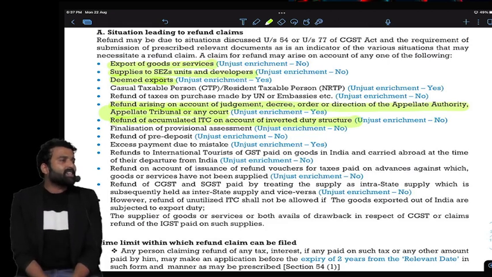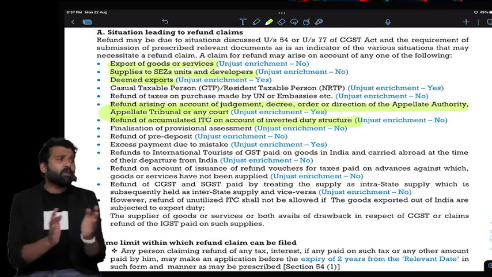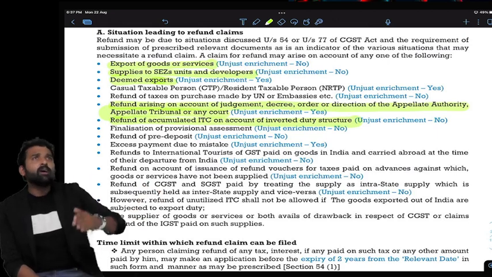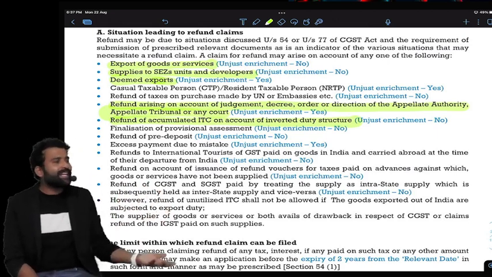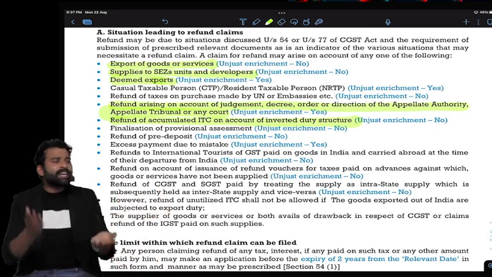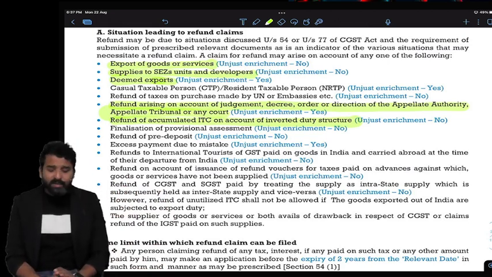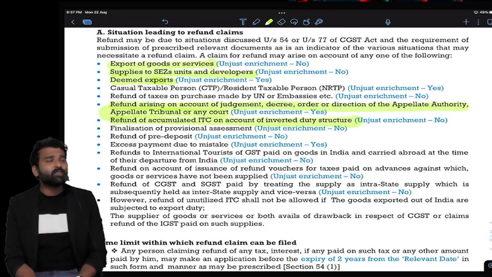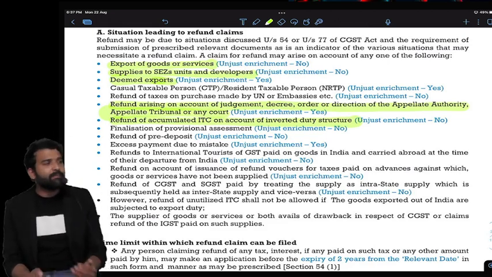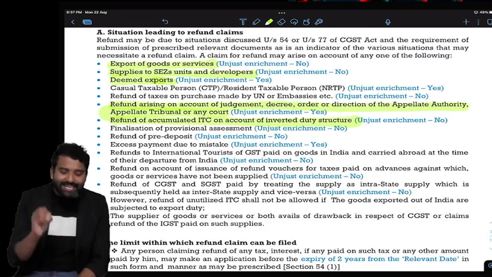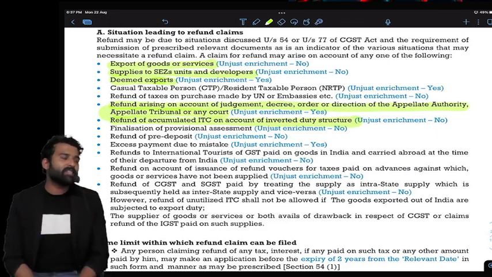Inverted duty structure is not limited to goods; it is applicable on goods as well as services. Mostly it is applicable on goods because the majority of services are already at 18% GST, so there is very little chance of an inverted duty structure in services. But the provision doesn't say it is only for goods. It may be applicable for services as well, but in the majority of cases it is actually executed in case of goods only.